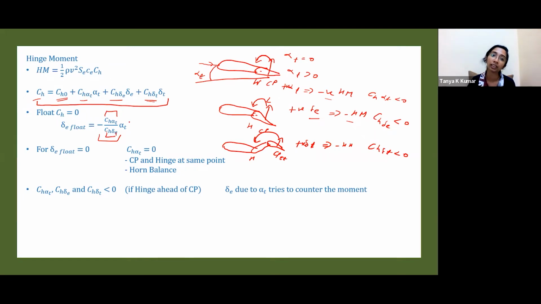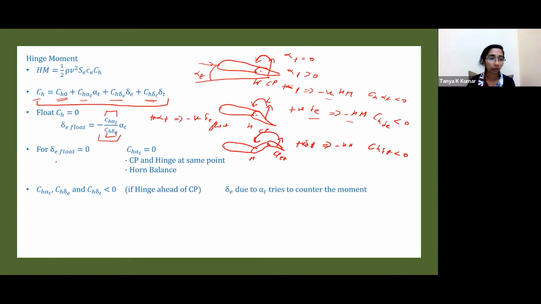So what it means is for a positive alpha T, okay, if the tail sees a positive angle of attack, the delta E would float up. So it would be negative. For positive alpha T, you would have negative delta E float. So for a positive angle of attack at the tail, the elevator would be deflected upwards. Elevator would float upwards.